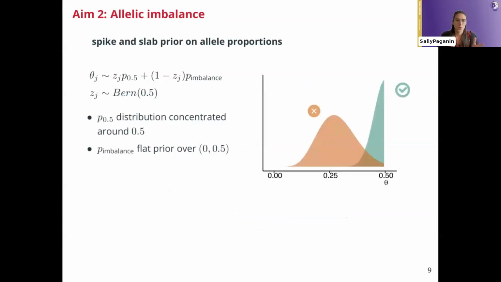Finally, to distinguish between situations of allelic imbalance, we decided to use spike and slab priors for our allele proportions. In a nutshell, we're going to assume that our allele proportions come from a mixture of two distributions, where one distribution is concentrated around 0.5. So this is like summarizing the hypothesis that there is balance in that segment. And the other distribution is probably flatter than what I drew here, but it's going to account for situations where there is no balance. And at the end of the day, this gives us a posterior probability for each segment to be in allelic imbalance.